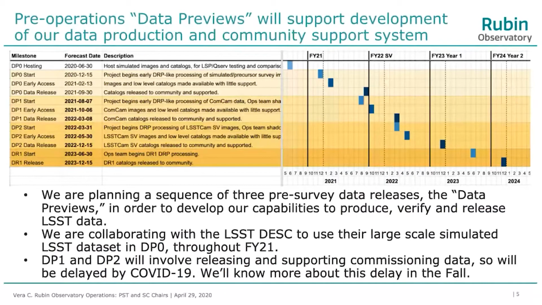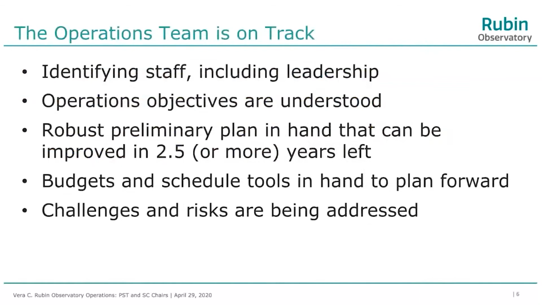Okay, so we're on track with operations planning. We are identifying staff, starting with the leadership, but filling out the plan. We understand the objective of operations and will be working on deriving requirements and key performance metrics from them later this year. We have a robust plan in hand that will improve in the remaining years of pre-ops. We're working on various challenges, addressing risks and planning budgets and so on. So this is what I'm going to try and give you a bit of a flavor of.